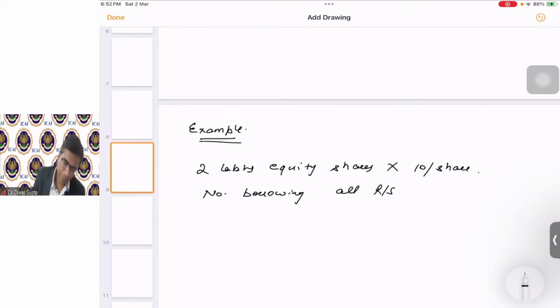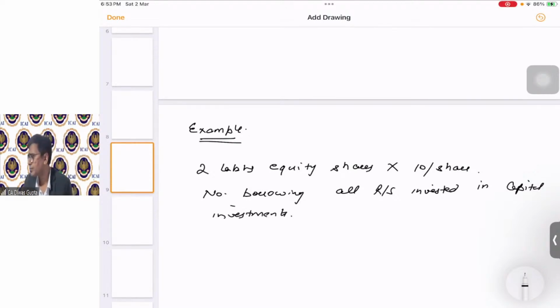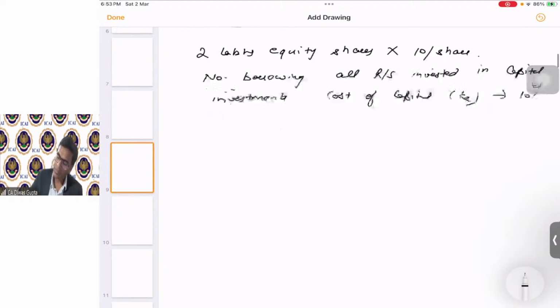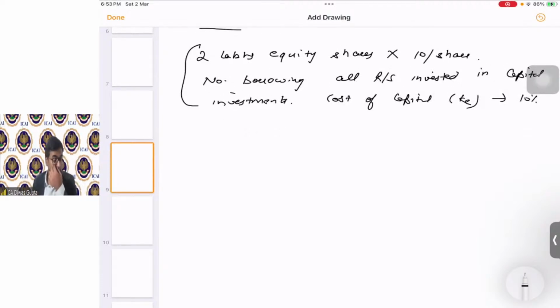All reserves and surplus are invested in capital investments. I hope that answers the question from Manish about what kind of capital structure: this is the capital structure that the approach assumes, so there is no borrowing. All the reserves and surplus keep on getting invested in capital investment. The cost of capital, which is also called KE, that we discussed, is 10%. Yes, Anirudh, cum dividend is higher than ex dividend because cum dividend includes dividend, while ex dividend excludes dividend. Now, using this information, we will ascertain the irrelevance theory.